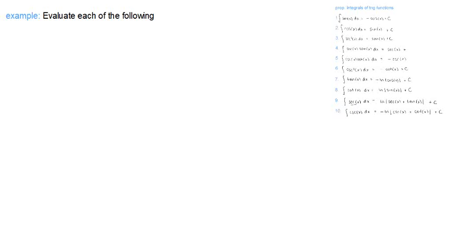Okay, so now that we have all the antiderivatives of trigonometric functions that we will need for the class, we can actually start getting into some examples. So the first one that we're going to deal with is the antiderivative of e to the x times tangent of e to the x, with respect to x.